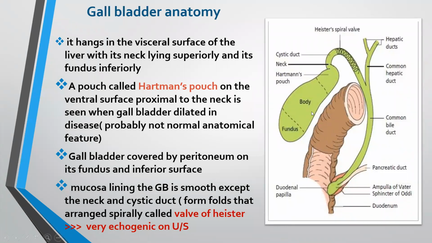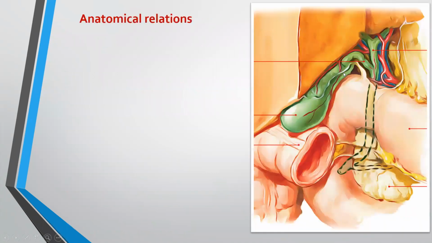The gallbladder is covered by peritoneum on its fundus and inferior surface. The mucosa lining the gallbladder is smooth except at the neck, where the neck and cystic duct form folds that are arranged spirally, called the valve of Heister, which is very echogenic on ultrasound and sometimes confused with a stone. Here is the spiral valve of Heister.